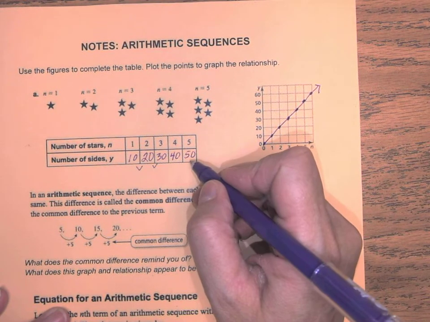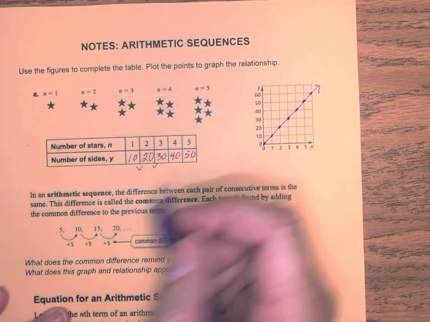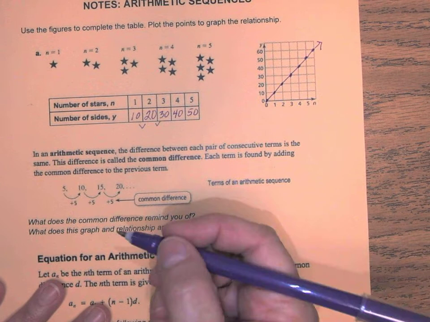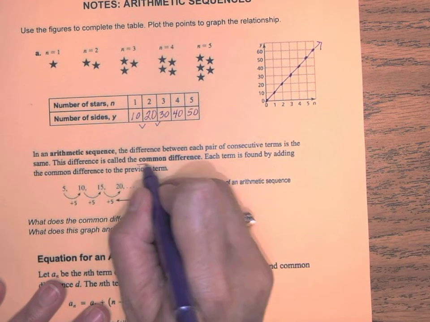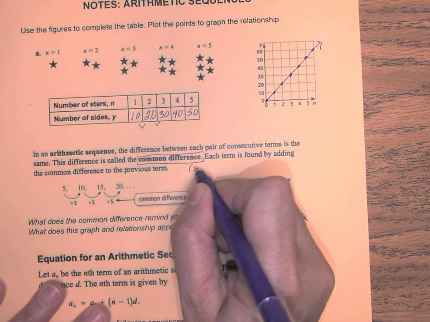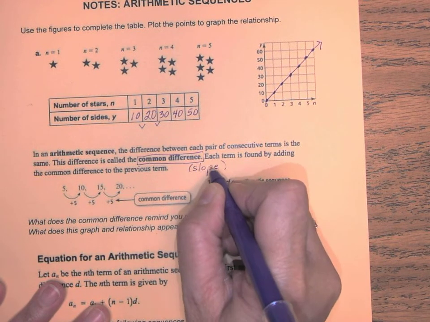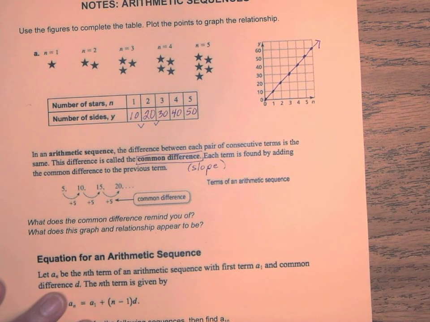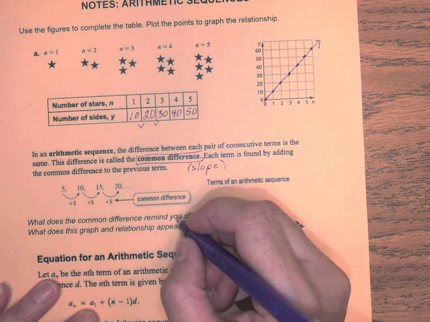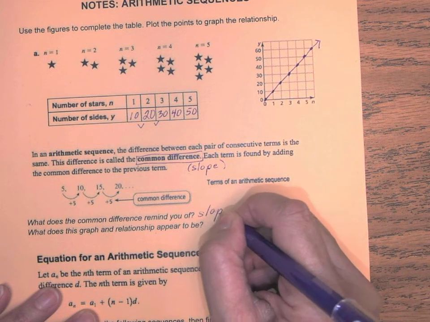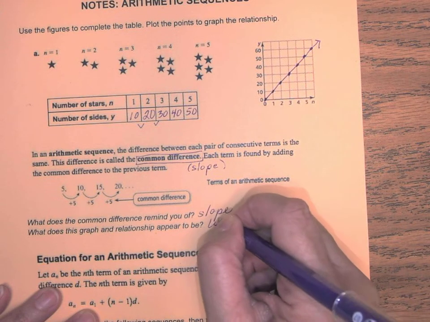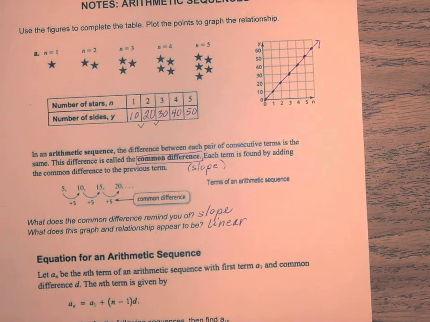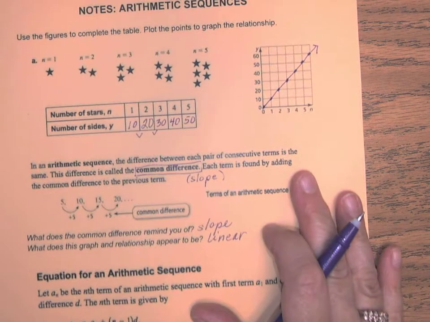So this would be slope, right? But in an arithmetic sequence, the difference is called the common difference, but we know it's the same thing as the slope. So each term is found by adding 10 to the previous term. So I already answered this, but the common difference reminds you of slope, and the graph and relationship appear to be linear because they are. So an arithmetic sequence is just a linear equation where the common difference is the slope.